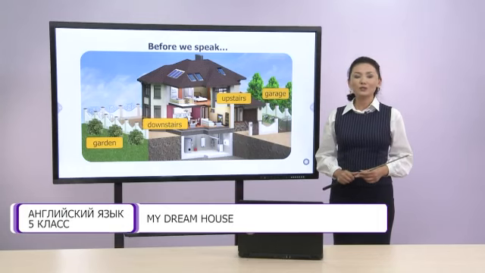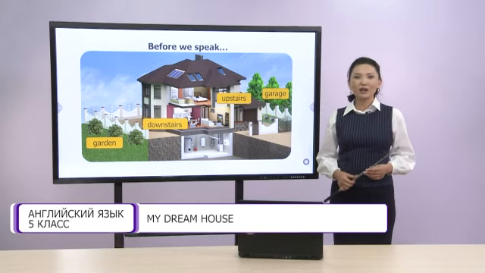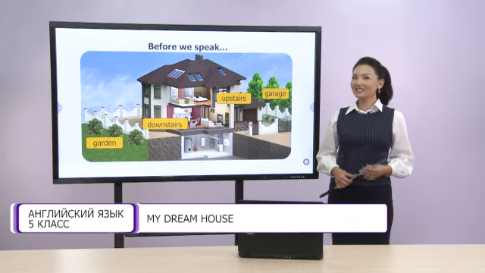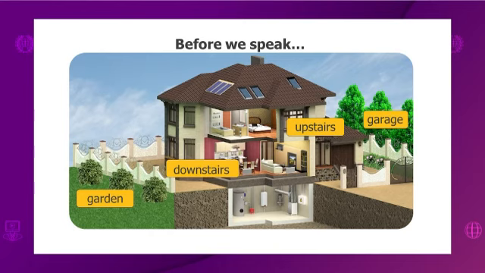Dear students, today we will also speak about our dream house. But before we start our conversation, let's look through the new vocabulary. So, the first word is garden. Another word is downstairs. This is the first floor in your house. Upstairs, this is the upper floor in your house. And garage, a special place for your car.